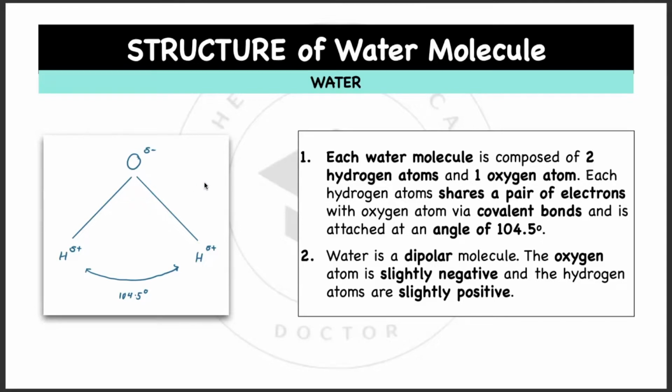It's important to note that water is a dipolar molecule. This is because oxygen is slightly negative and hydrogen is slightly positive. That's why they're able to bond with one another. But do remember that the bond over here is a covalent bond and they're arranged at an angle of 104.5 degrees.